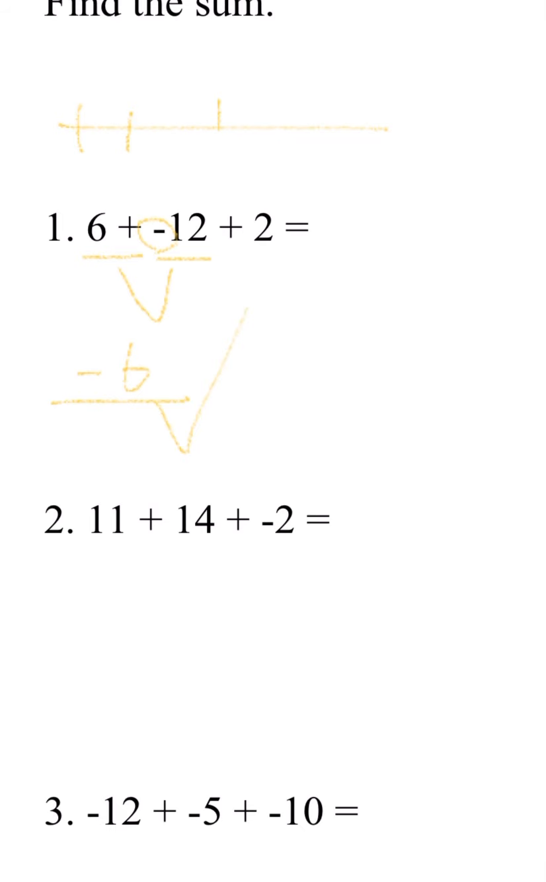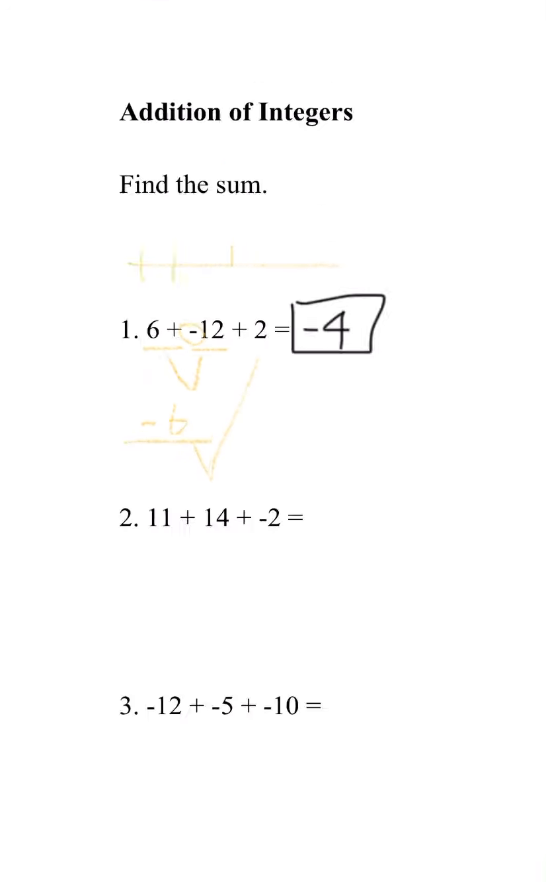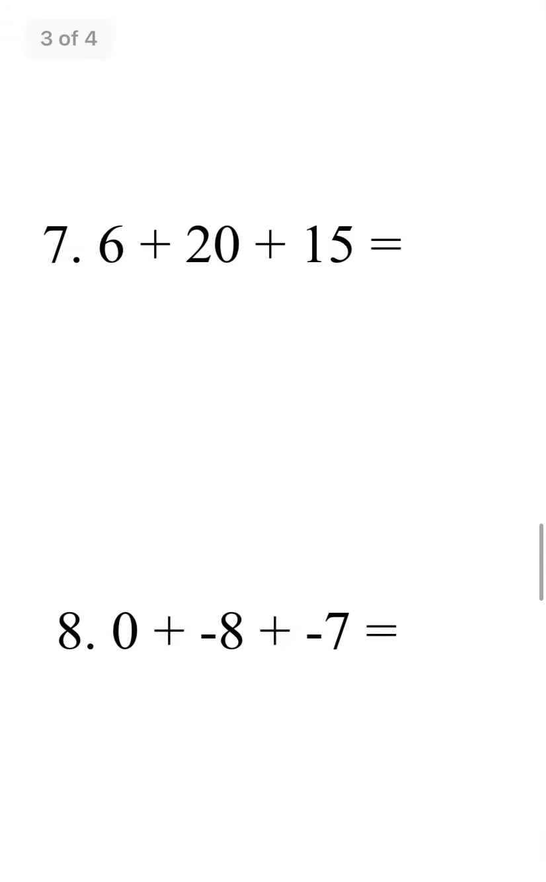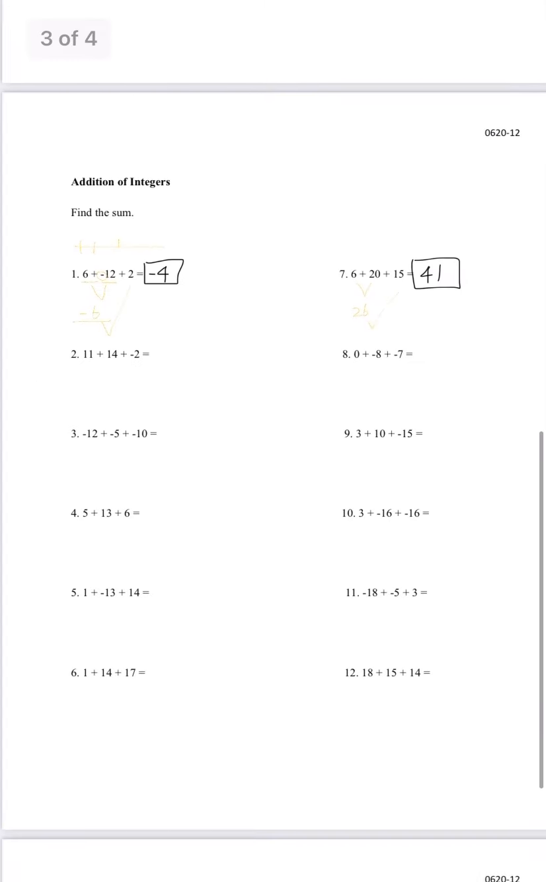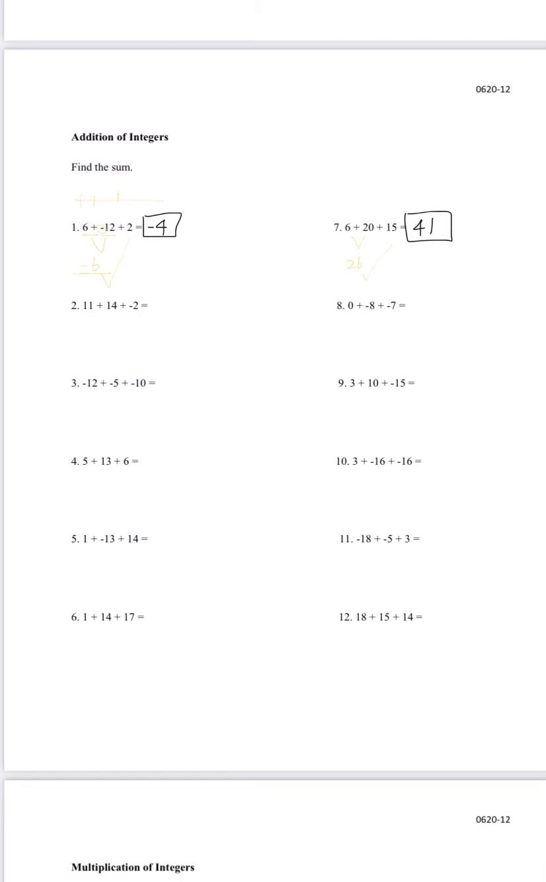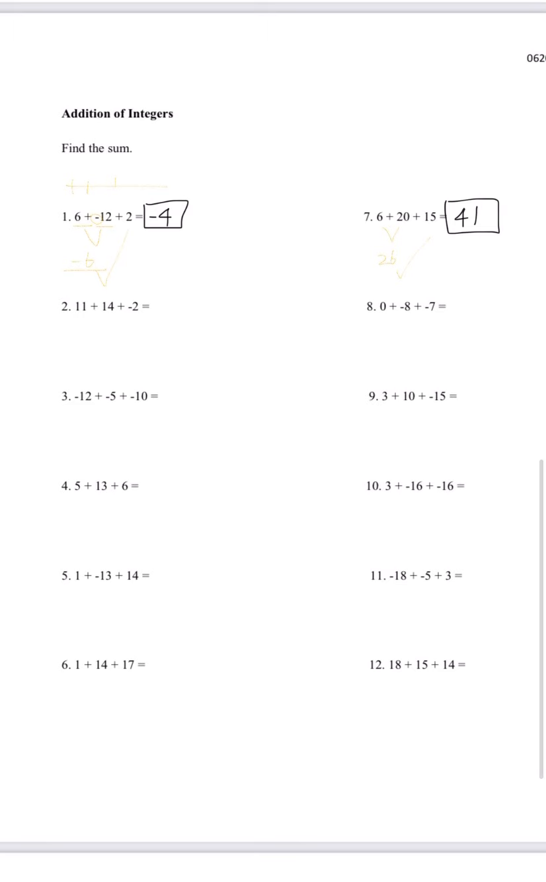And then what is negative 6 plus 2? Well, that is negative 4. So negative 4 is our answer. Okay? Let's try number 7 together. Oh, and 7 doesn't even have a negative number, so it's just easy addition. So we go ahead and add, that's 26, and then 26 plus 15. We do the math, and then we get 41 as our answer. Okay? So draw a number line if you have to. If not, just do the math in your head and then just get the answer.